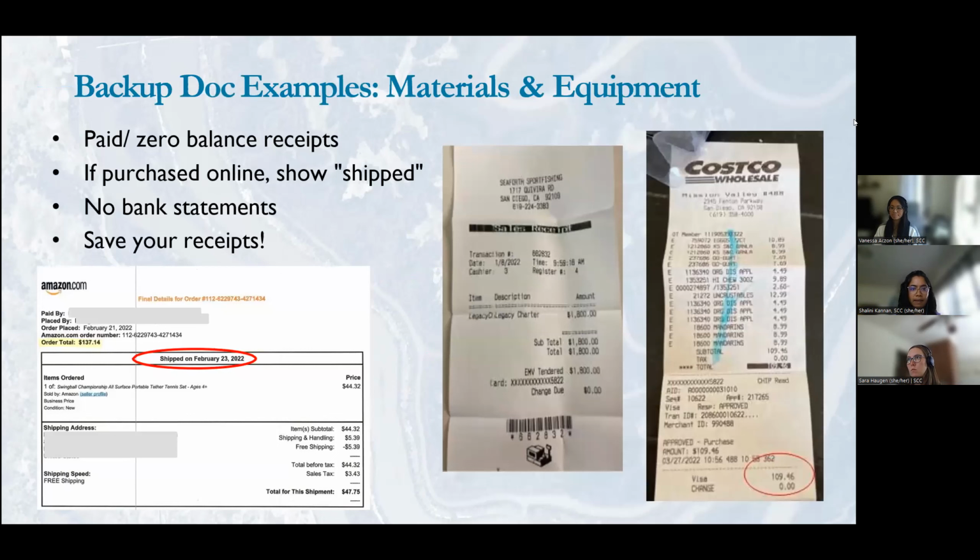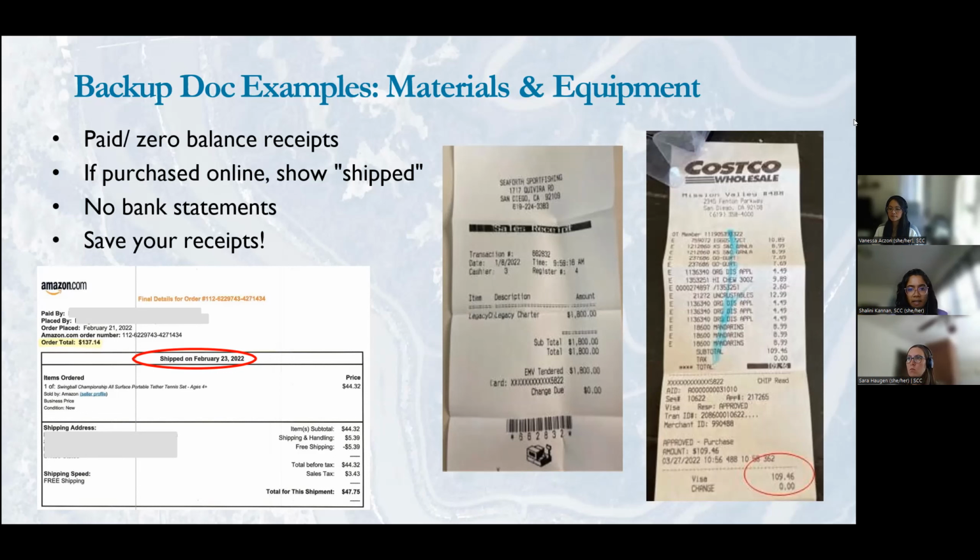Now I'll go into all that backup documentation. So for materials and equipment, you can provide paid or zero balance receipts. If you buy something online, we need to see that the receipt says the item was shipped, because that means that payment was completely made, not that it's just requesting your payment like an invoice or something. So this example of an Amazon receipt on the bottom shows shipped. That's something we'll look for.